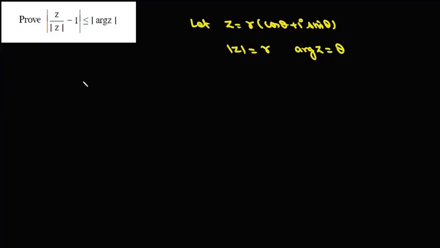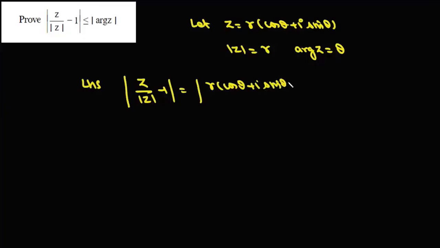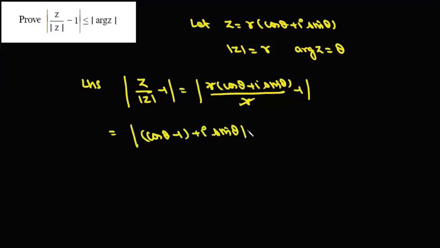Now if we take the left hand side, it is mod of z upon mod z minus 1, and it will be r upon mod of r cos theta plus iota sin theta minus 1. Now this r and r will cancel, so we can write this as mod of cos theta minus 1 plus iota sin theta, and it will be under root of cos theta minus 1 whole square plus sin square theta.